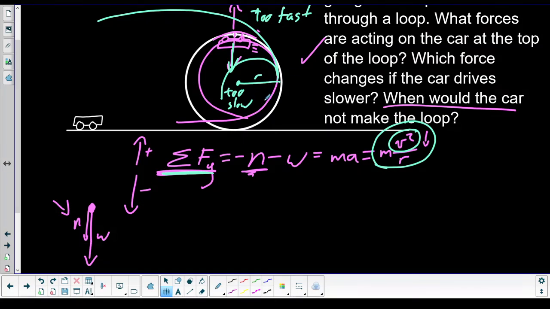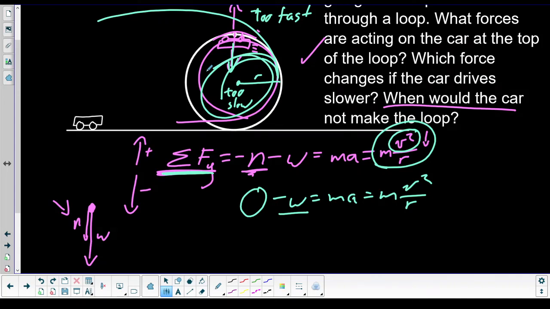So what happens if I go slow? Well, my normal force decreases. What happens if we get so slow that my normal force is 0? Okay, that's fine. Minus weight equals ma equals mv squared over r. But what if I slow down past the point where N is 0? Then I need less force to go in the circle, but weight doesn't change. And then I have too much force, and I'm on this center loop here.